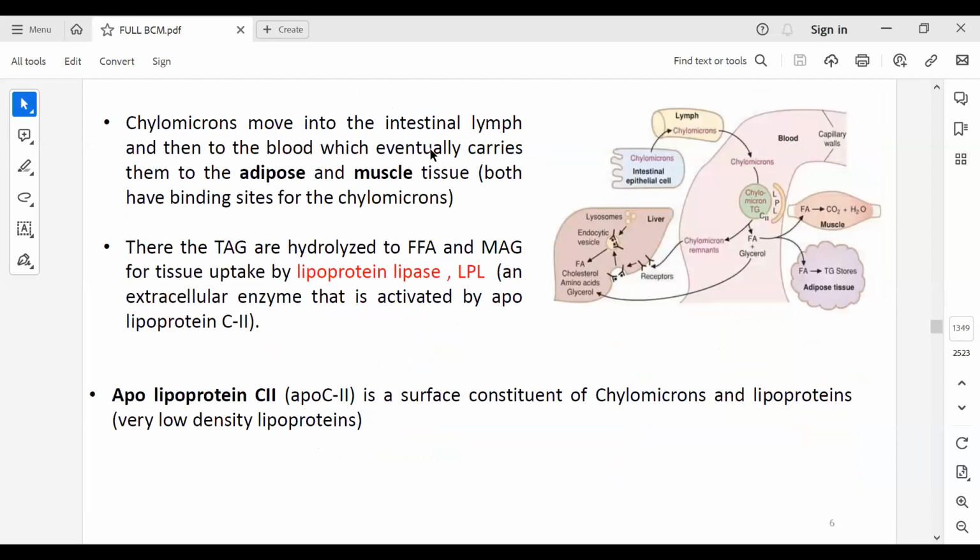They will move from the intestinal lymph and then into the blood, which eventually carries them into the adipose and muscle tissues. There, the triglycerides will be hydrolyzed into free fatty acids and monoglycerides for tissue uptake by the lipoprotein lipase. So lipoprotein lipase here is the one which will take the chylomicrons, which will be converted into free fatty acids, which will be taken into the adipose tissue.